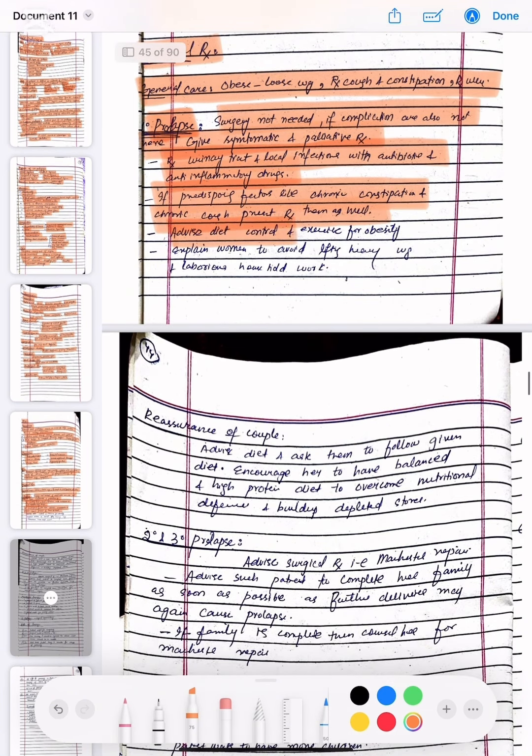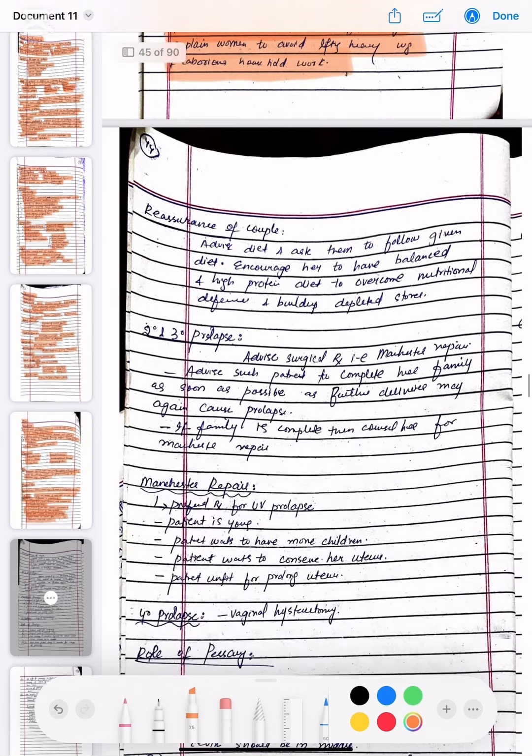Advise diet control and exercise for obesity, and explain to women to avoid lifting heavy weights and laborious household work. Then reassurance of the couple is done for first degree prolapse. That is, advise diet and ask them to follow the given diet. Encourage her to have a balanced and high protein diet to overcome nutritional deficiency and build up depleted stores.